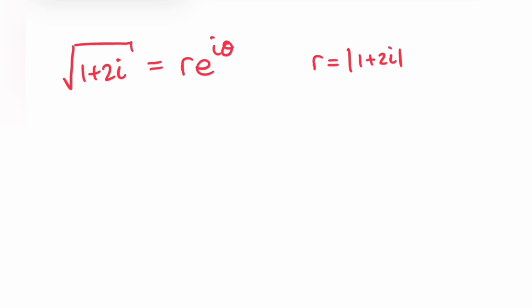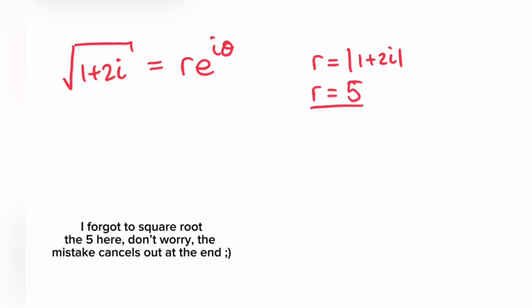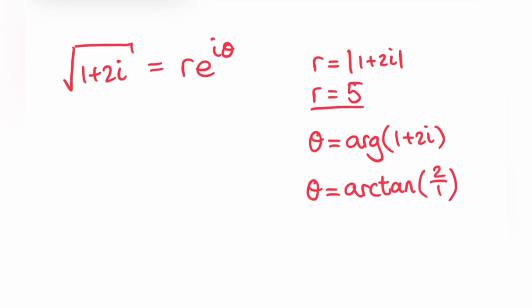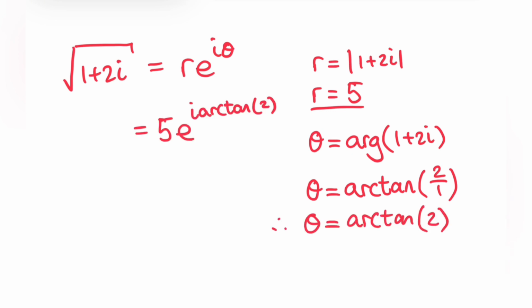Finding r is fairly straightforward. It's just the magnitude of the complex number itself. So the magnitude of 1 plus 2i is just going to be the square root of 1 squared plus 2 squared, which gives you root 5 overall. Finding the value of that theta is also fairly straightforward. It's just the argument of the complex number. So it's the argument of 1 plus 2i, which is the same thing as arctan, or the inverse tan, of 2 over 1, which just gives you arctan of 2. So instead of re to the i theta, we've actually got root 5 e to the i arctan of 2, which when we square root, because we've got the square root of 1 plus 2i, gives you root 5 e to the i arctan of 2, all divided by 2.